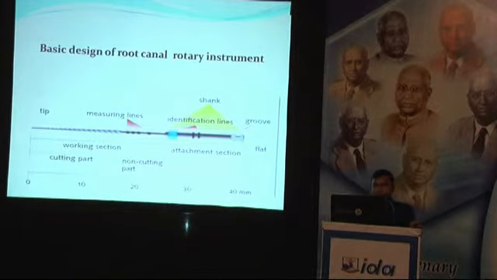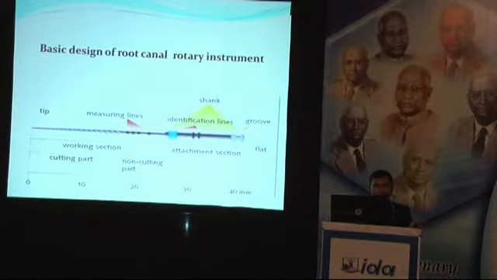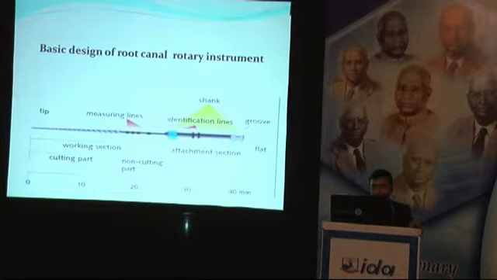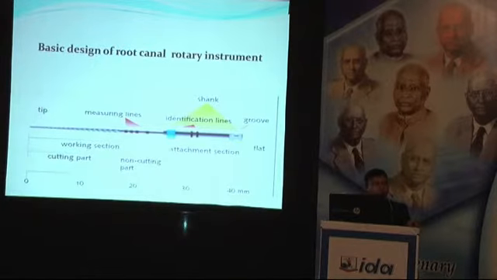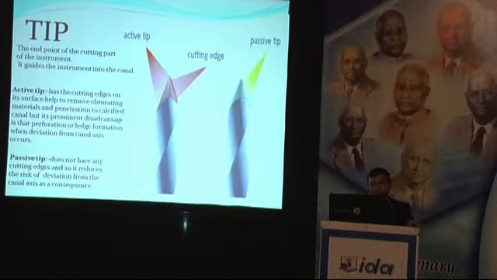Basic design of a root canal rotary instrument. The attachment section attaches to the handpiece and transmits torque to the working section. The non-cutting part is a smooth cylindrical part which attaches the cutting part to the attachment section. There are one or more measuring cylinders and a rubber stop for controlling the working length. The tip is the end point of the cutting part of the instrument. It guides the instrument into the canal.